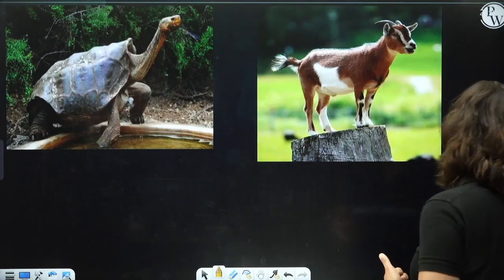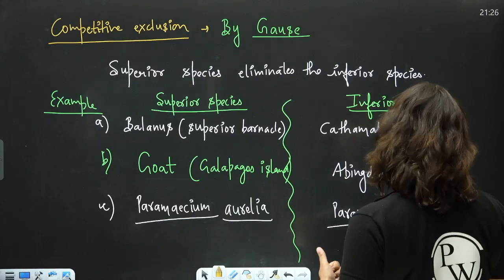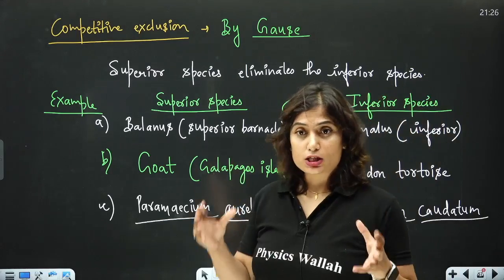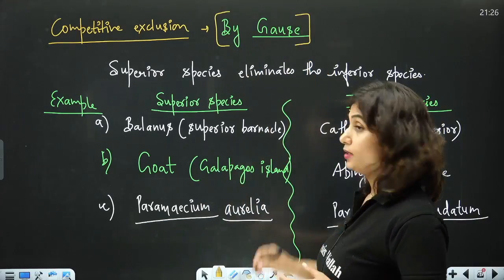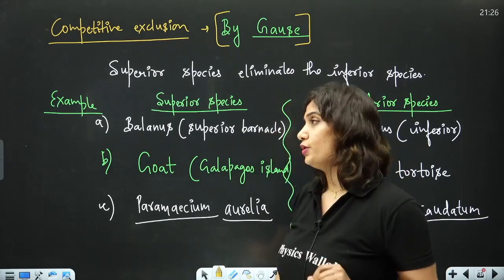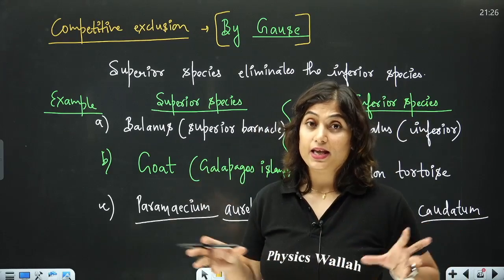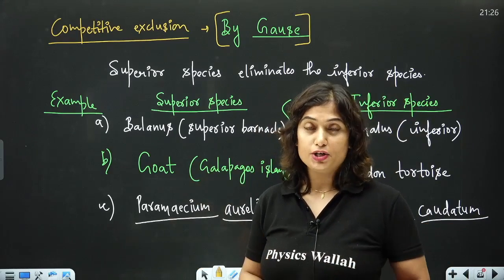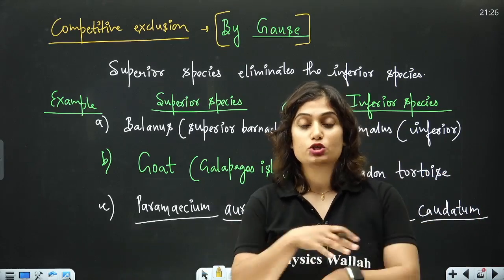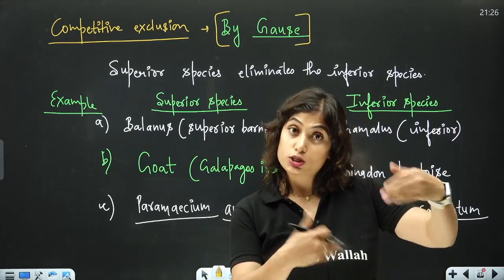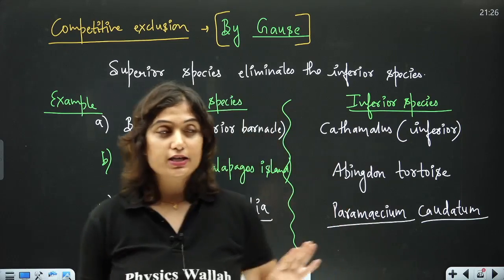First, let's take the example of competition exclusion. The theory of competition exclusion was given by the scientist Gause. Important question. What this principle says is that in an area during competition, a superior species eliminates the inferior species from the area. Exclusion means eliminates the inferior species.